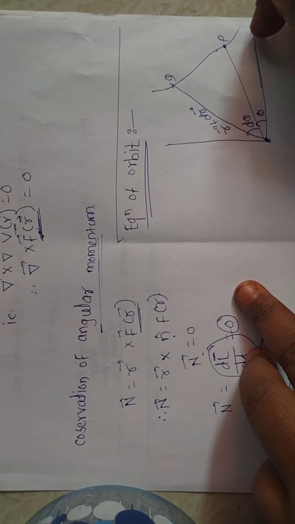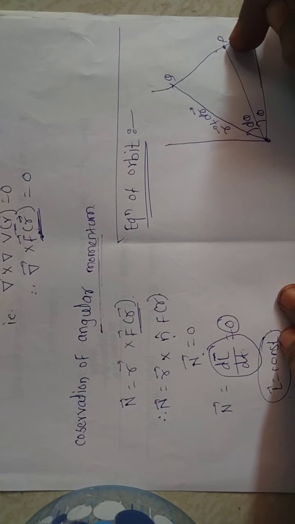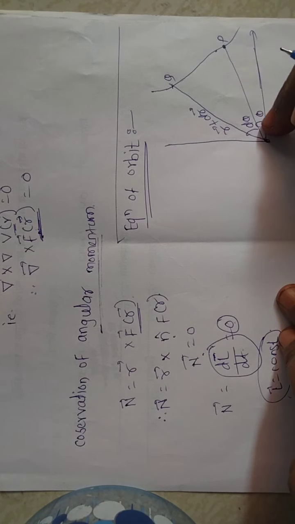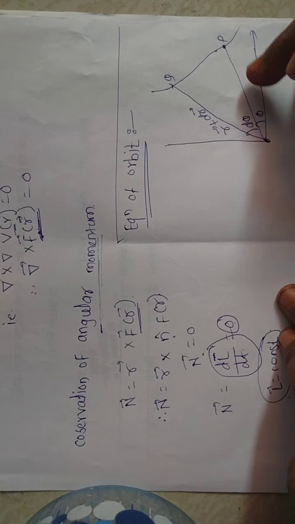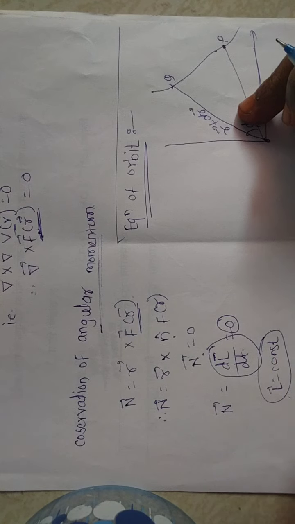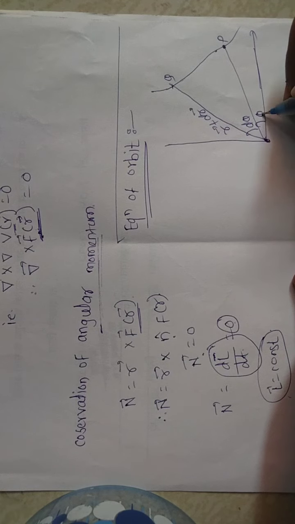When the particle is in motion, after time dt, the angle changes by d theta. In polar coordinates, there is a radial component and a transverse component. So theta gives the transverse component and r is the radial component.